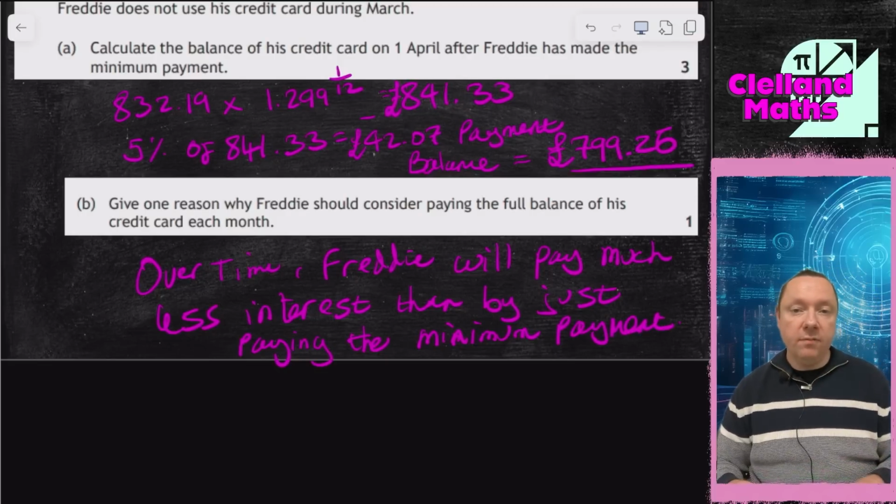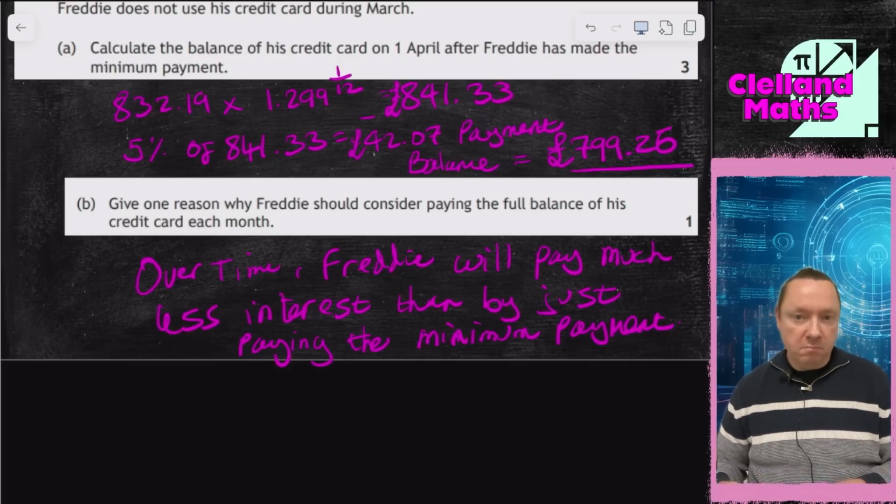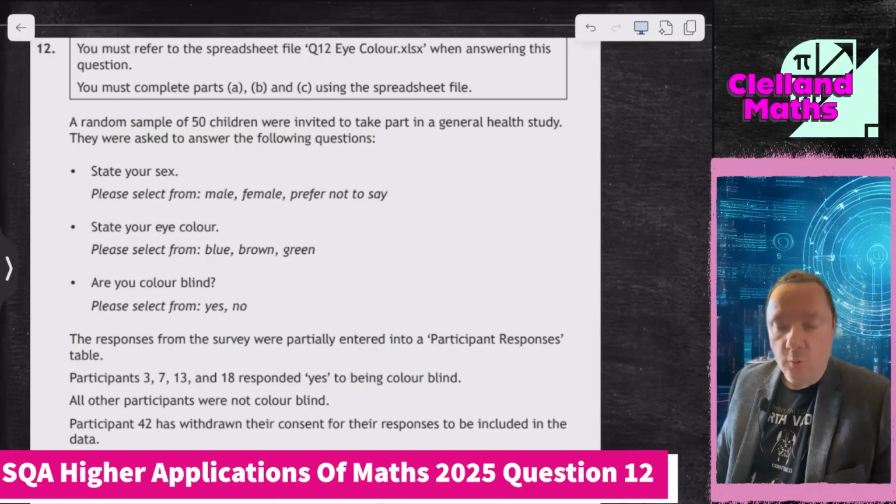You could say something like it would take a lot longer to pay off, it will be more expensive in the long run, and there's probably lots of other examples which are reasonable, but it's only worth 1 mark, so I think that's a reasonable answer. So we're done there.